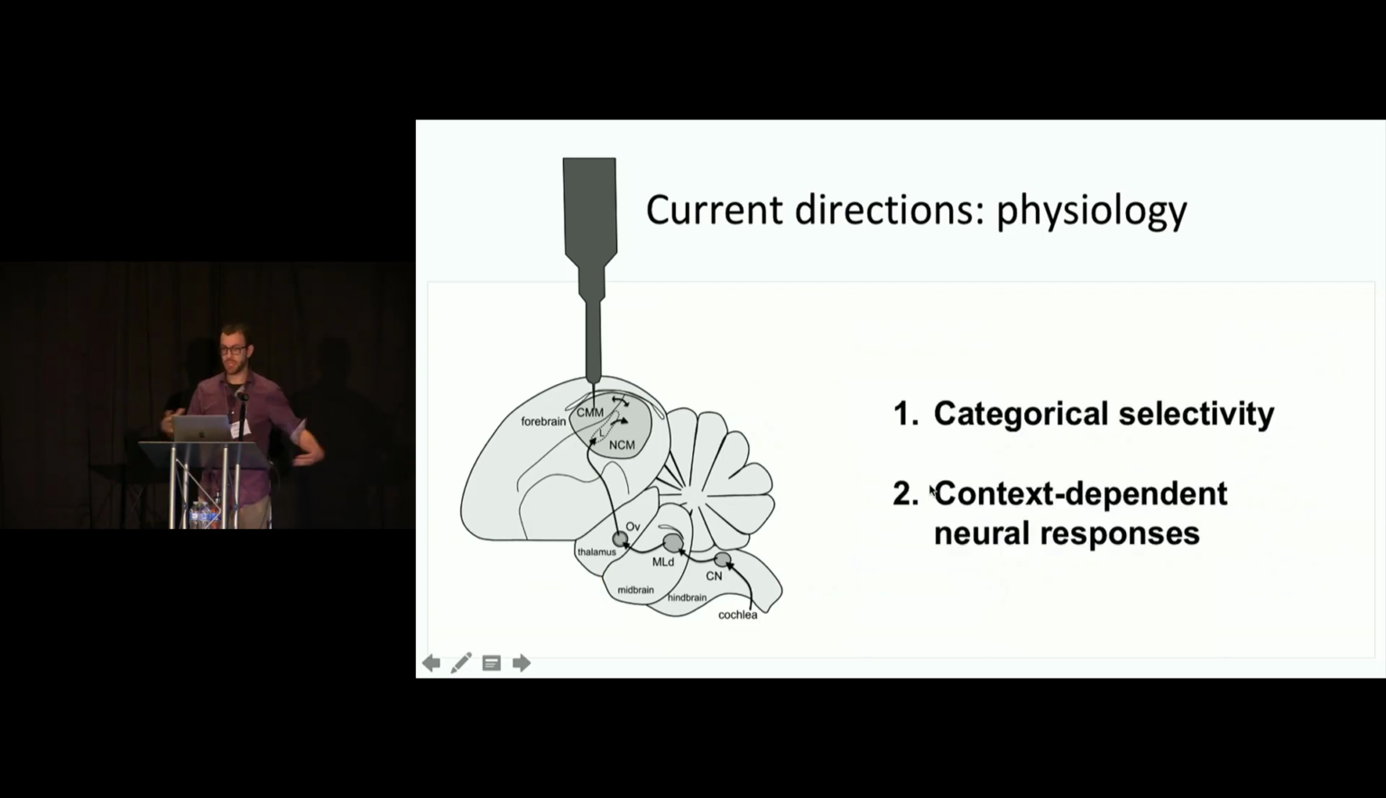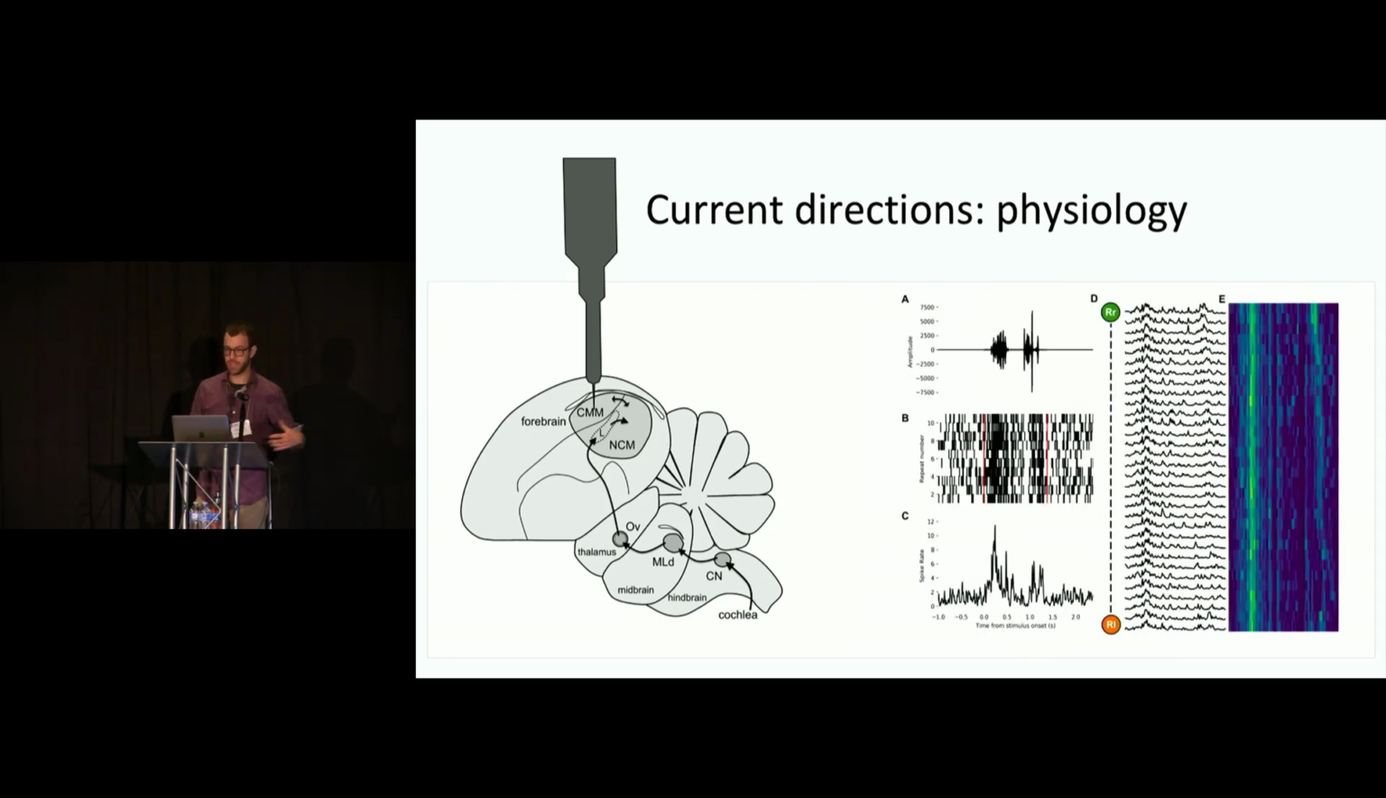So basically there's two things that I'm looking for. One is contextual dependency in these neuronal responses, and the second is categorical selectivity in general. I'm not going to talk about this in depth because this is ongoing work, and I just have a few examples for now.